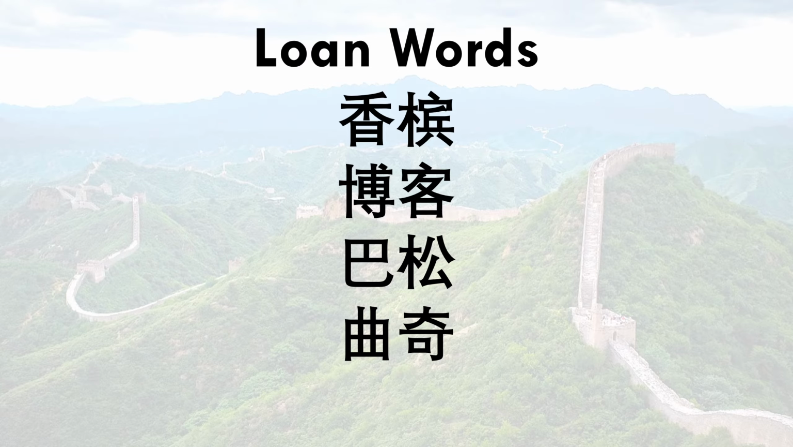This means blog, 博客. 巴松 for bassoon. I'm not saying 巴松 like de-stressing the second syllable. It's flat throughout, 巴松. And then 曲奇. 曲奇 is cookie. It's kind of a technical way to say cookie, and a lot of people actually say 饼干 instead for that.